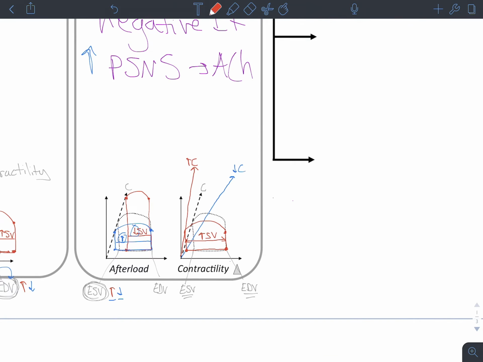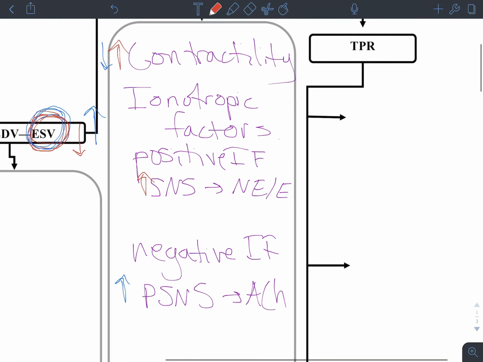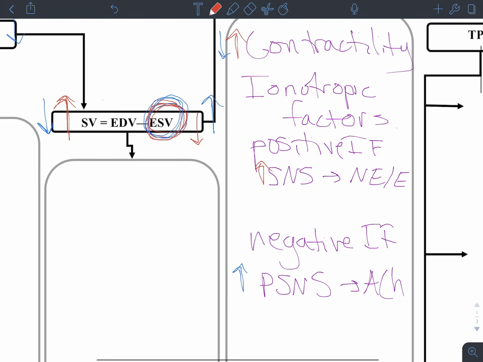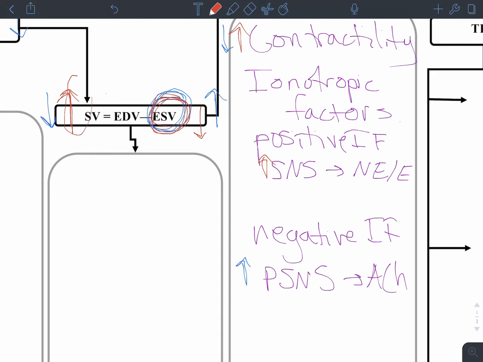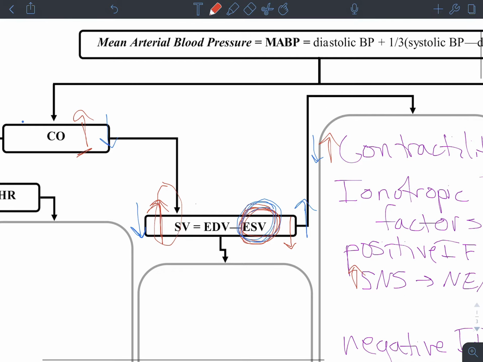All right, let's make sure that's the same over here. So if I'm increasing contractility because I stimulated sympathetics, the amount of blood that's left over is much less. Stroke volume has increased. Okay, that's awesome. And then that will increase cardiac output.